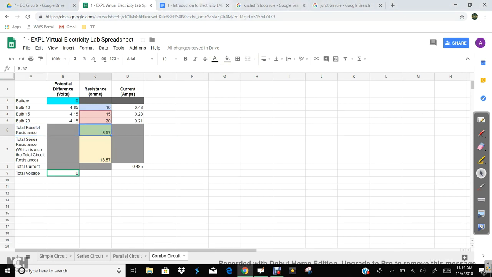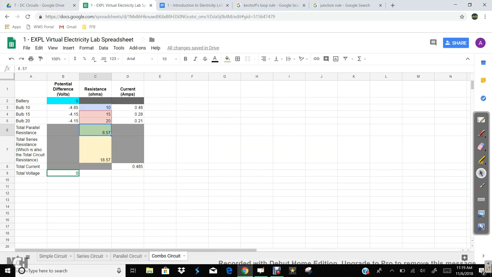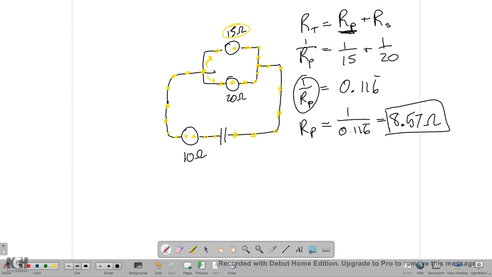And now, after that, it says next add the 10 ohm resistor and the parallel resistance together into the yellow box. That's the total resistance of the circuit. So that's what I've done here is I basically added the 10 and the 8.57, and that gives me 18.57. So going back to math over here, what we've done is we took this value, which we solved for right here, and then this in the series, that's just this 10 ohms right here.